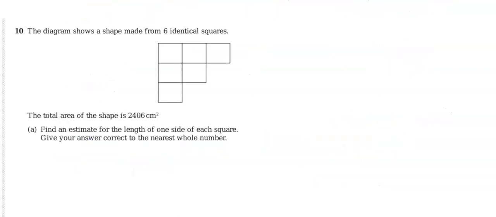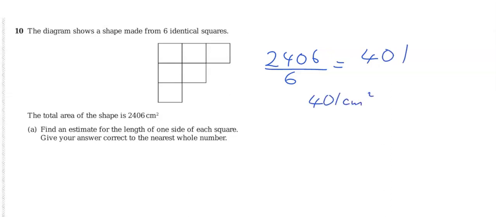And that is 4 times 4 times 4. In question 10, the shape is made from 6 identical squares. The total area is 2,406, and we have to find an estimate for the length of one of the edges of one of the squares. So each individual square will be 2,406 divided by 6. That will be the area of each individual square. 6 into 24 is 4, 6 into 0 is 0, 6 into 6 is 1. So each one of those squares is 401 centimeters squared.